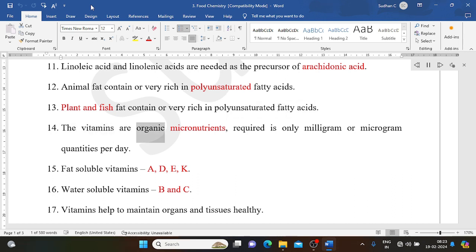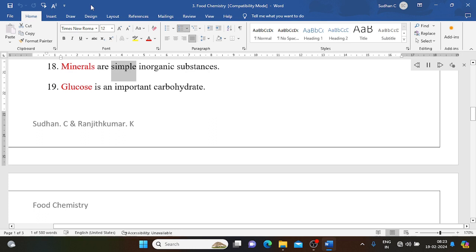The vitamins are organic micronutrients, required only in milligram or microgram quantities per day. Fat-soluble vitamins: A, D, E, K. Water-soluble vitamins: B and C. Vitamins help to maintain organs and tissues healthy. Minerals are simple inorganic substances.